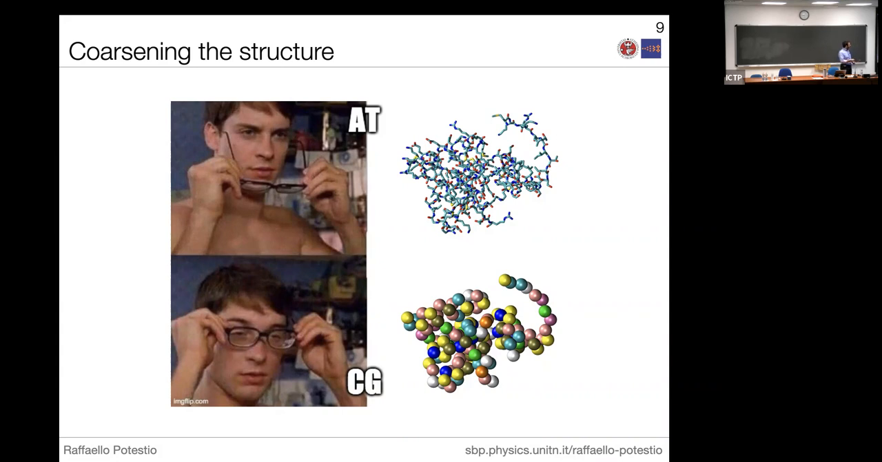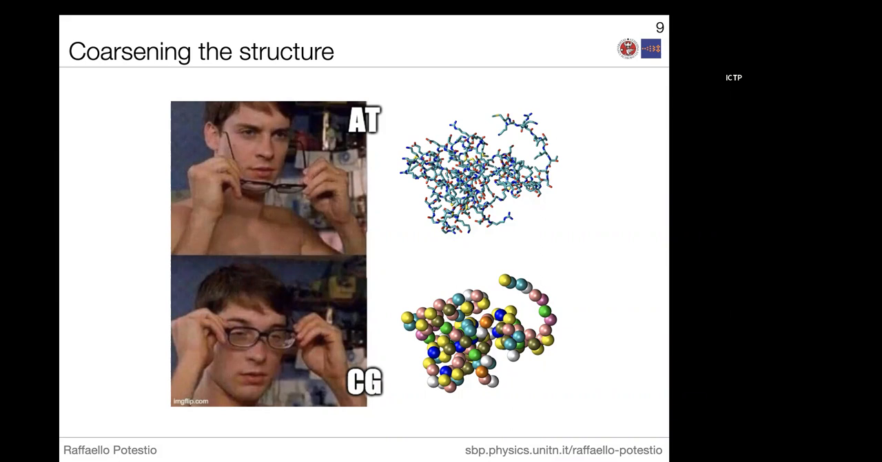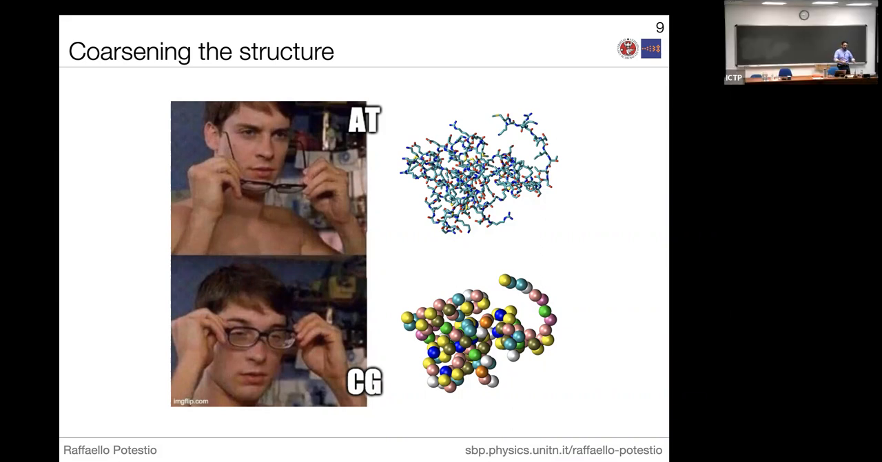So instead of describing each single atom that constitutes the protein, we can group atoms together and describe the system in terms of fundamental units that are atom-like balls that represent a large number, a few atoms at least, and we can simulate that system directly. So we have a simplification of the structure at the very beginning, and this provides us with a simpler model to simulate, and this means also a cheaper model to simulate, and we can go much faster in that direction. So we can study larger systems for longer times.